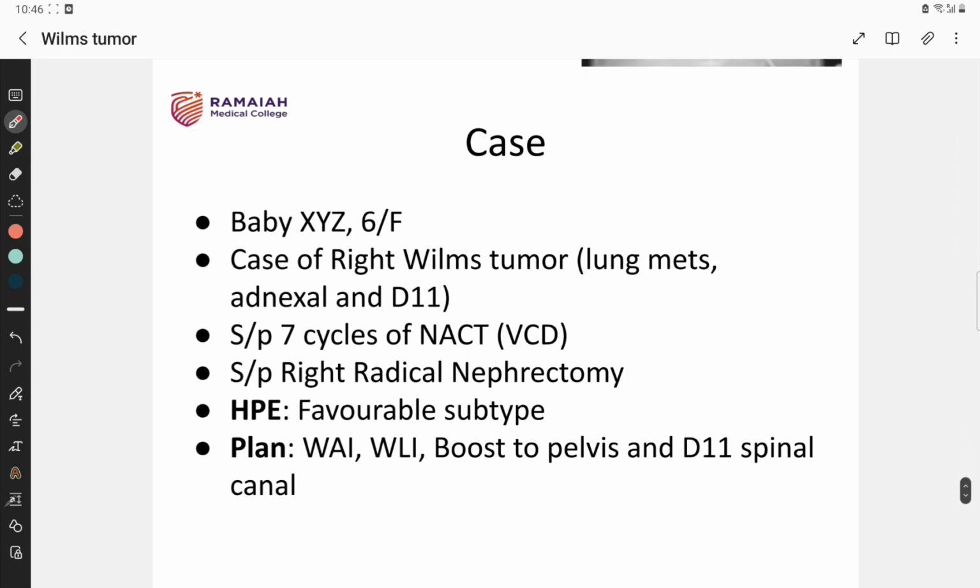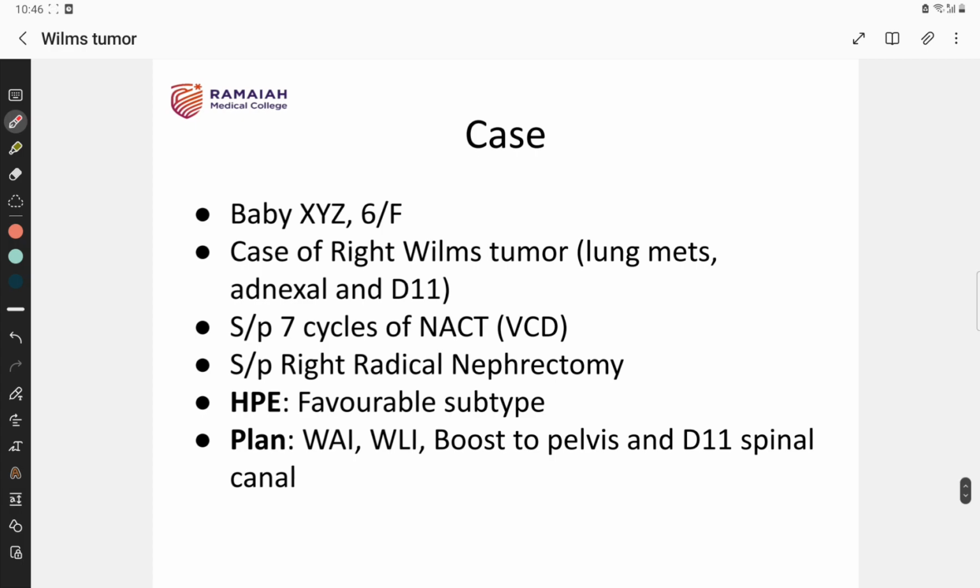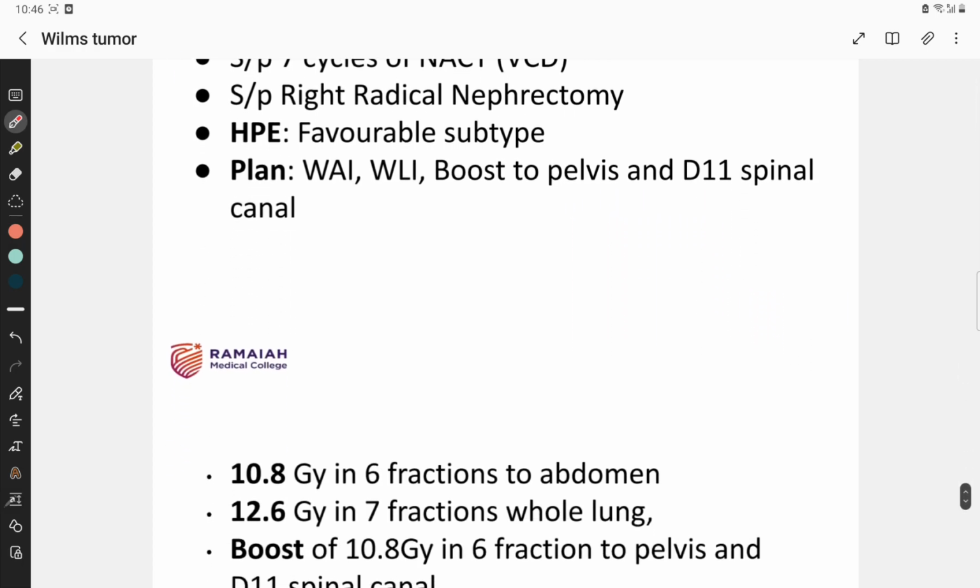So we had a case. She was a 6-year-old female. It was a case of right Wilms tumor with lung mets, and there were also adnexal and D11 mets. She had received 7 cycles of NACT, post right radical nephrectomy. HPE was a favorable subtype. We planned for whole abdomen irradiation, whole lung irradiation, and boost to the pelvis wherever there was disease. The disease was in the pelvis, ileum and spinal canal, so we planned to boost there.